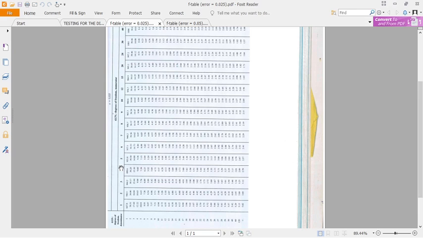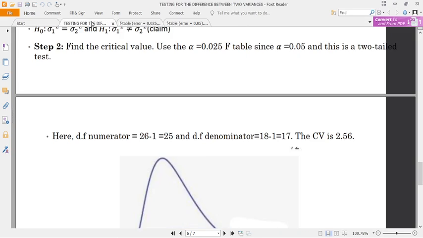So our numerator was 25, and we don't have a 25, but we have a 24. And then our denominator was 17, and we have a 17 here. So what corresponds to 17 and 24? I think it is 2.56. So therefore our critical value will be 2.56.